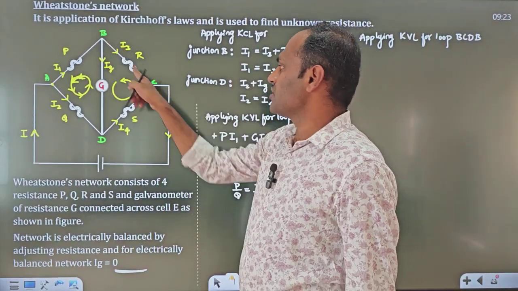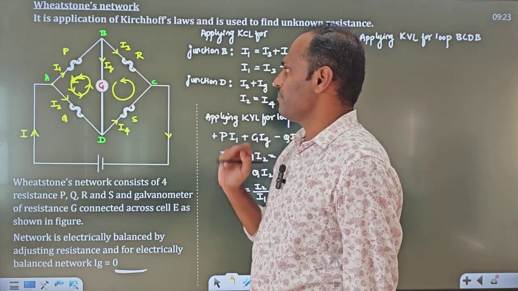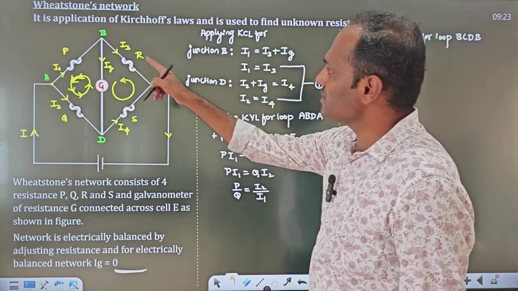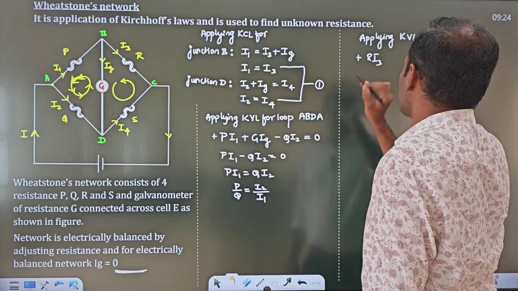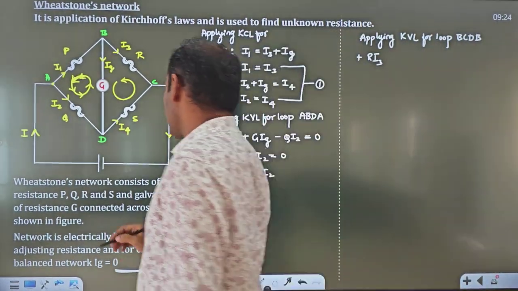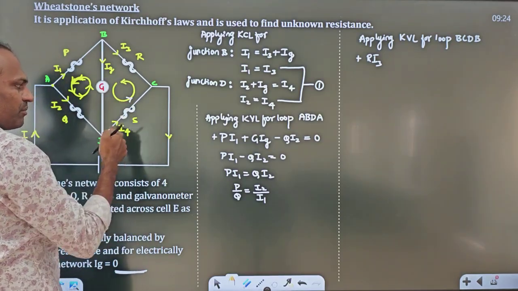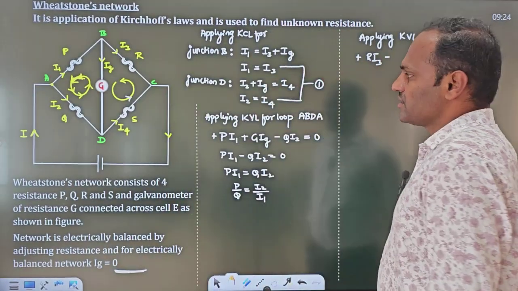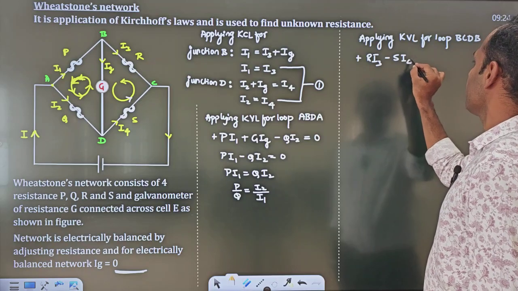See, for the first branch BC, the direction of current and the direction we have taken, these both are opposite. If opposite, take plus. Current is I3, resistance is R, so it is RI3. Come to this branch. The direction of current and the direction we have taken both are in the same direction. If the direction is the same, we have to take it as minus. Current is I4, resistance is S, so we'll write it as SI4.